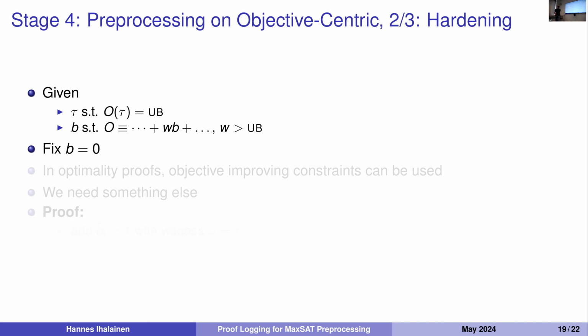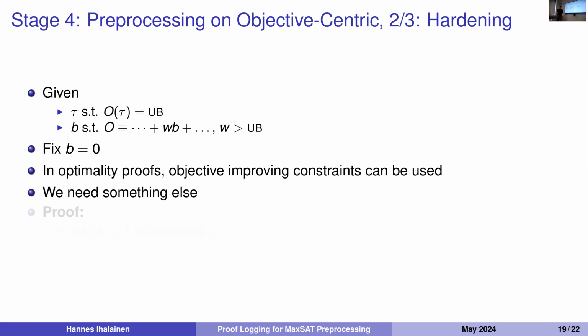Okay. So the next technique is hardening. And what that means is that we find a solution with some cost, and then if our objective function has some variable with coefficient greater than our cost, we can fix that variable to not incur cost in any solution. Right. This is simple.